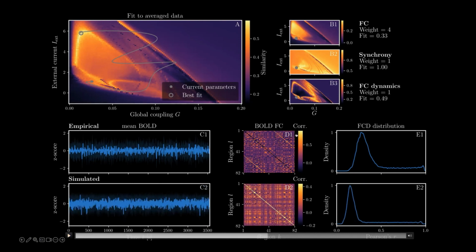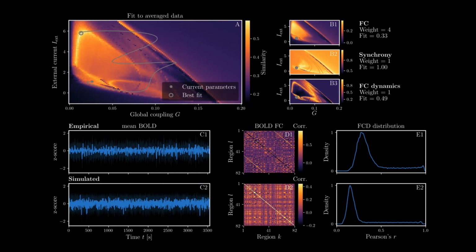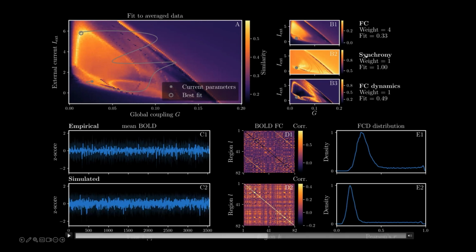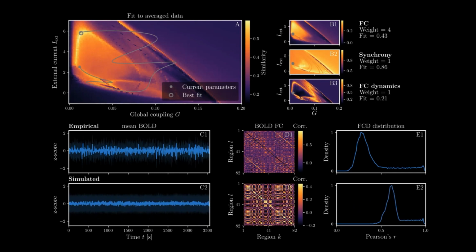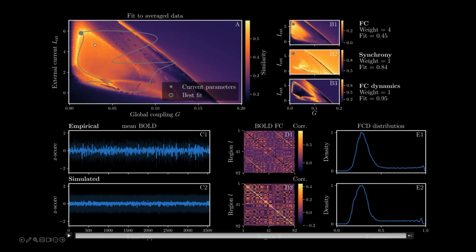Just to give you an example, here we see that the correlation between FCs, the empirical FC and the simulated FC, is not too bad. It's a correlation of 0.33, but the FCD distribution looks awful compared to the empirical data. So this is why we try to combine different measures. First of all, it prevents overfitting, and secondly, it improves the plausibility of our TVB simulation. And this is finally the point where the parameters give the best fit to all those measures.